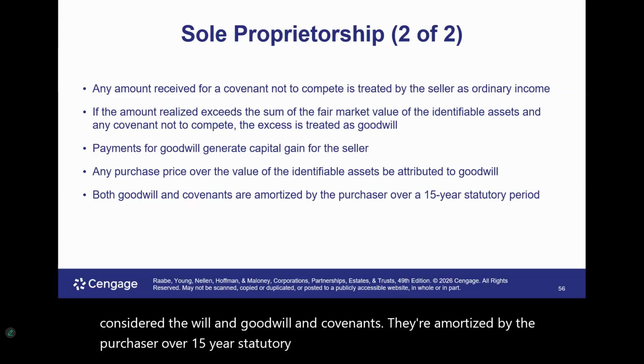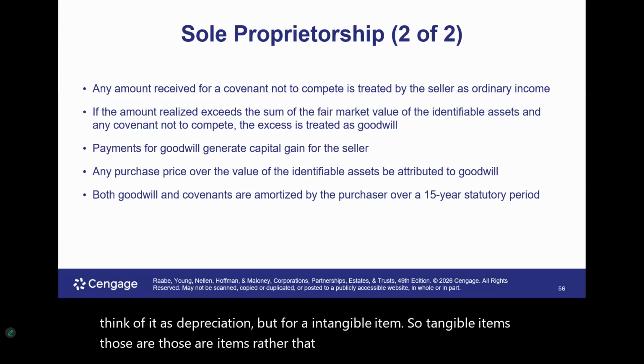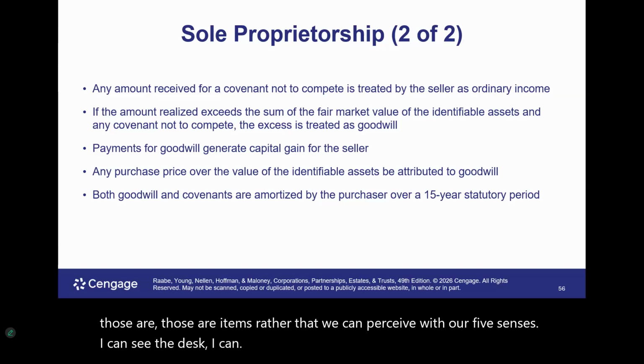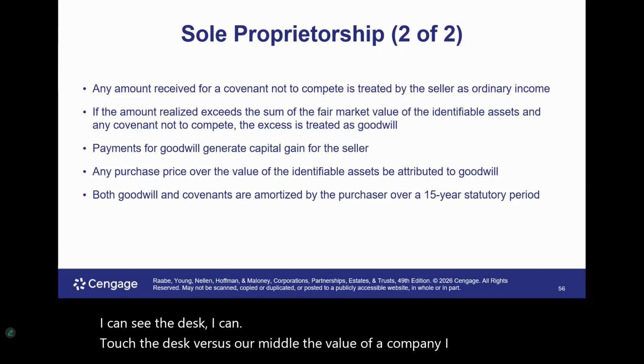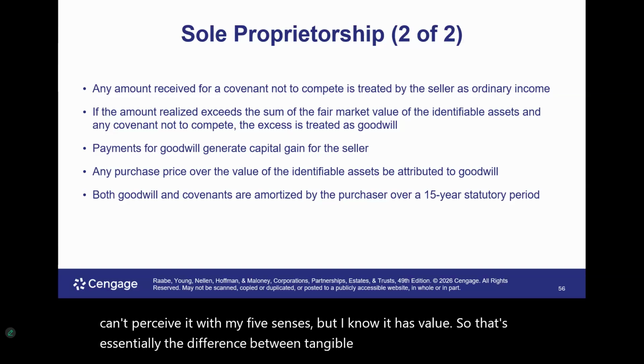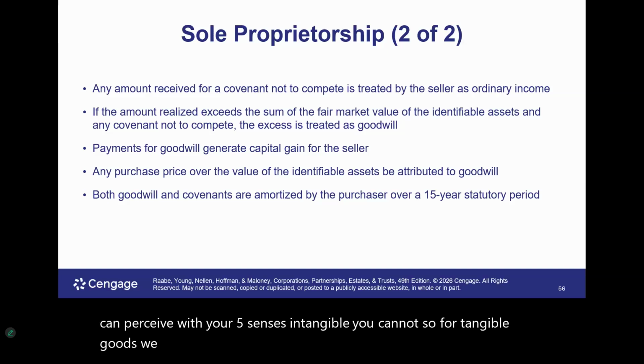Amortization, pretty much just think of it as depreciation, but for an intangible item. Tangible items are items that we can perceive with our five senses. I can see the desk, I can touch the desk, versus the value of a company. I can't see it, I can't perceive it with my five senses, but I know it has value. That's essentially the difference between tangible and intangible. For tangible goods, we depreciate. Intangible assets, rather, we amortize.